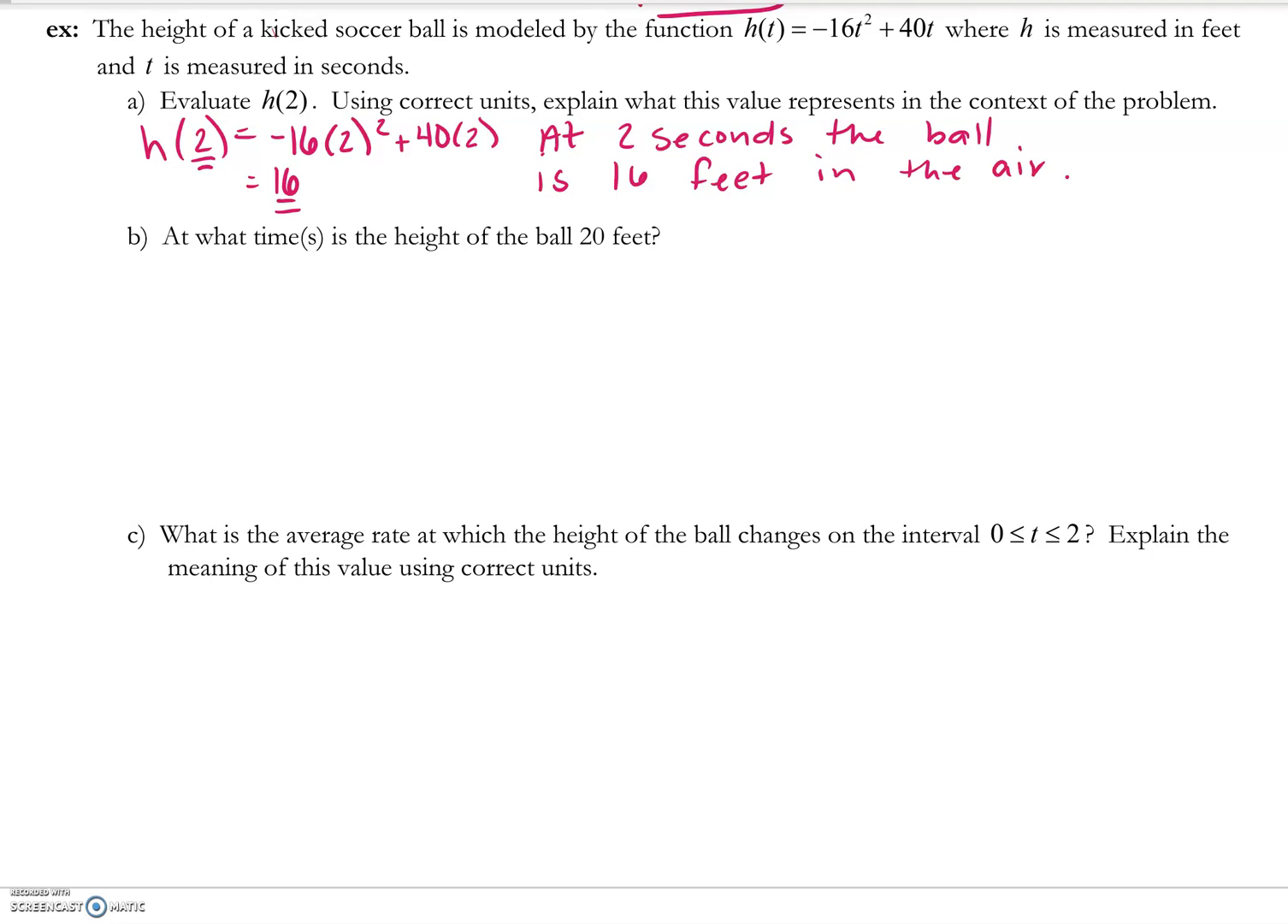Part B now is asking at what times is the height of the ball 20 feet. So we take our number 20 and we replace h of t with the number 20. So 20 equals negative 16t squared plus 40t. We're going to practice solving this equation. So since I see 2 variable occurrences, I'm going to set my equation equal to 0 and either try factoring or using the quadratic formula.